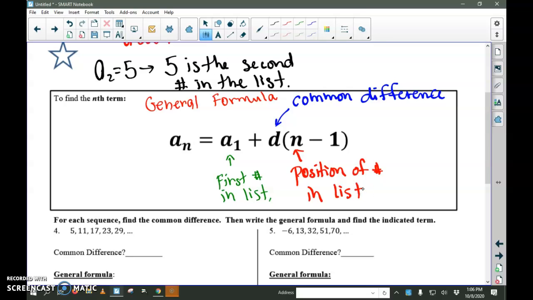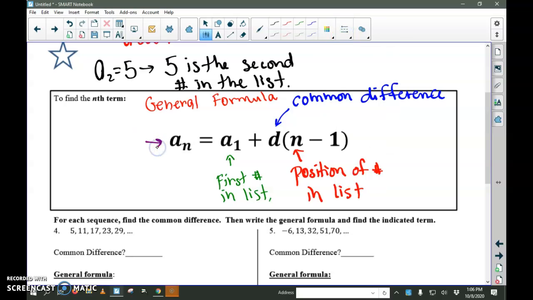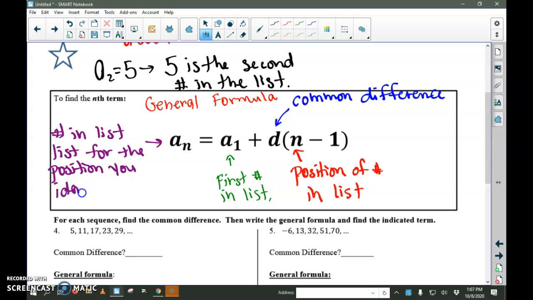And a sub n represents the number in the list for the position you identify as n. Coming back to this guy right here, that's going to be our output.